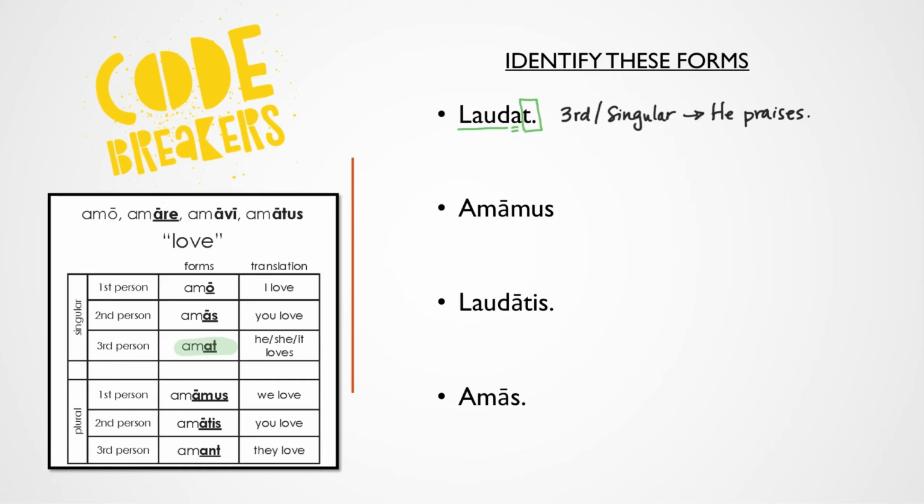Now we have amamus. The stem for this word is am, as you can see on your cipher. The A is the conjugation identifier, and then we have a mus. Not the animal with the horns, but the moose ending. This would show us that this verb is first person plural. So we'll translate as we love.